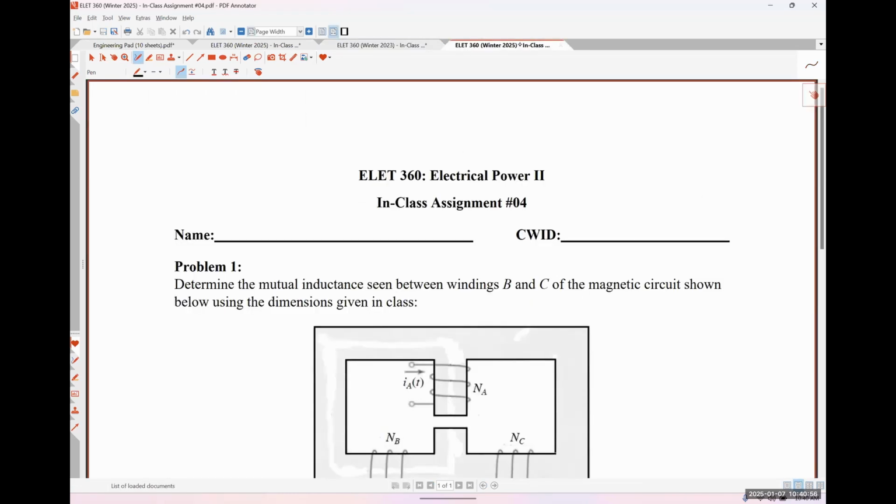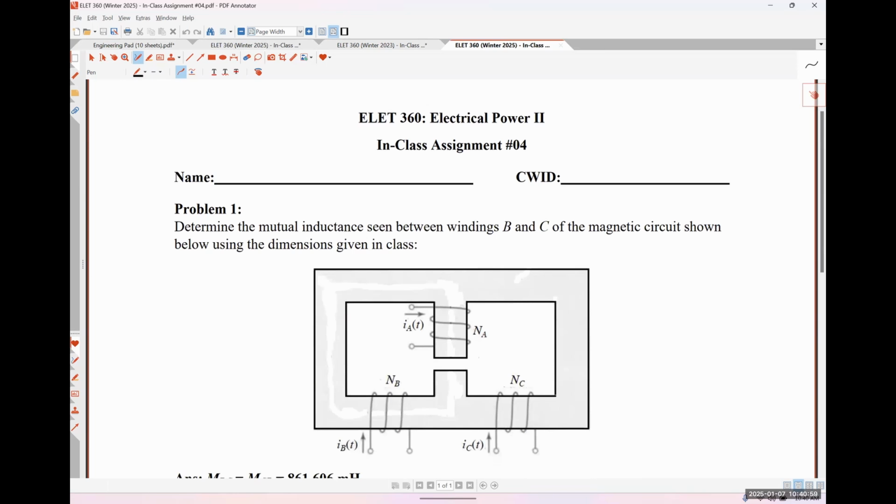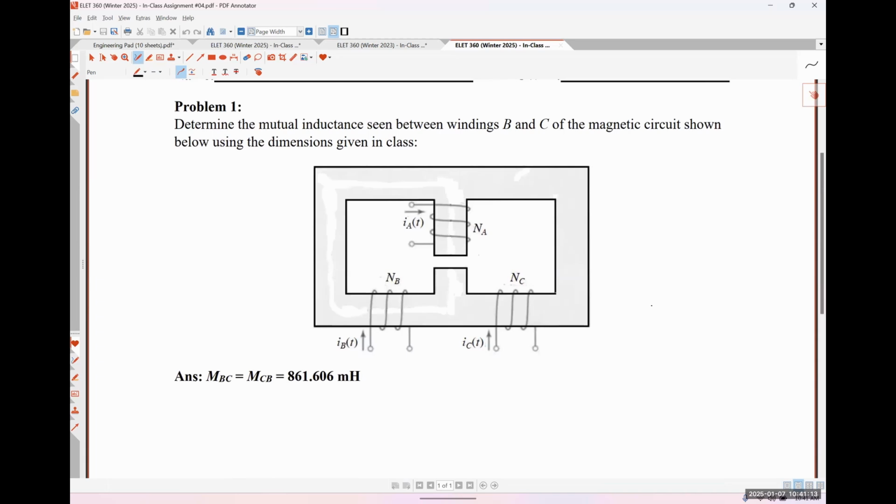No problem. All right. So ICA number 4. We are asked to determine the mutual inductance seen between windings B and C of this particular magnetic circuit. Winding A doesn't really have anything to do with what we're doing, so we can largely ignore that. One thing I want to note here, and I think I talked about this a little in the lecture, is that the directions of our flux very much matter here.